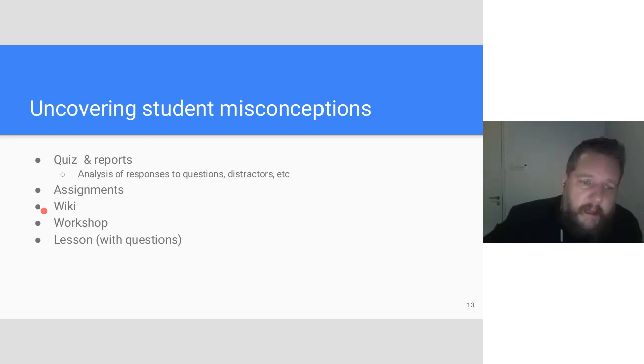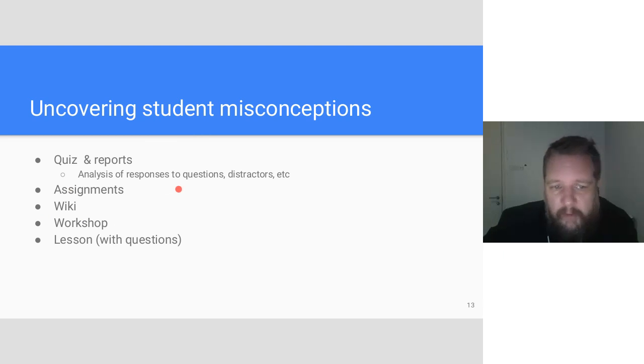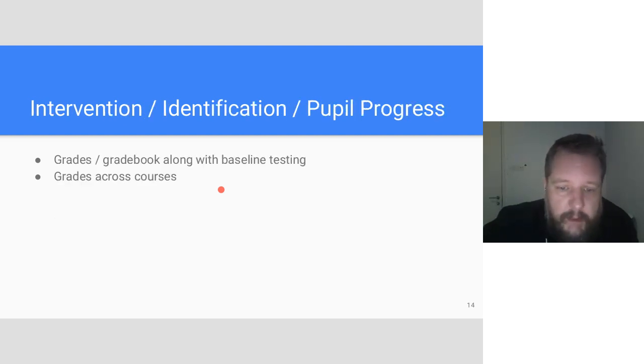Other ways, it's all standard teaching and learning stuff, so using the wikis or the workshop, or if you've got some questions in your lesson activities. And then obviously once you've uncovered those misconceptions or gaps in their learning, then linking on to other activities that can plug those gaps, which conditional activities are useful for, or even just feedback from the assignments or the quizzes.